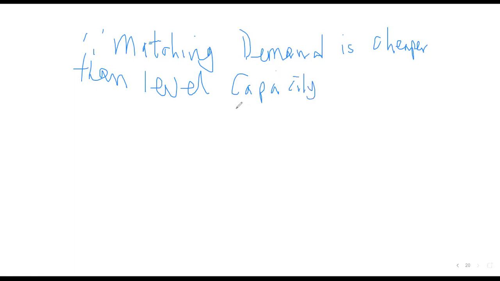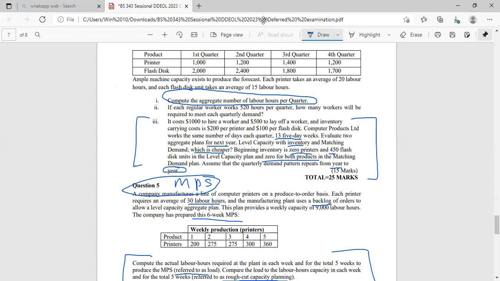All right, so this marks the end of aggregate planning in terms of this question that we've looked at. So we can end the class for now.